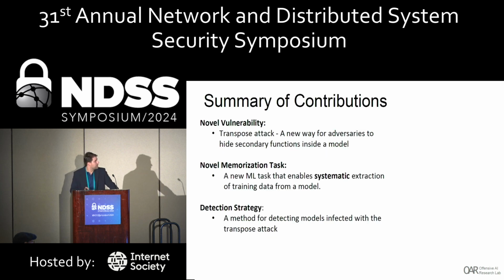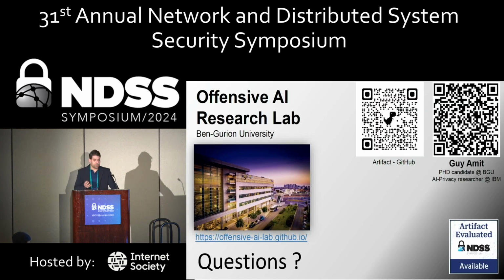And in summary, this paper proposes 3 novel contributions. 1, the transpose attack vulnerability, which allows the training of secondary functions inside neural networks. 2, the novel task of memorization, which allows the systematic extraction of training data from our transpose models. And 3, a detection strategy allowing the detection of models infected with the transpose attack. That was it. That was the transpose attack.